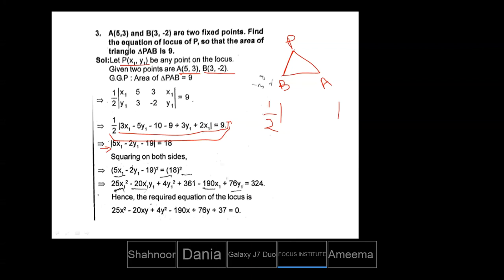Now to remove the modulus from here, you are applying squaring on both sides. You are squaring on both sides. So you will get this. Now how many of you remember the A plus B plus C whole square formula?